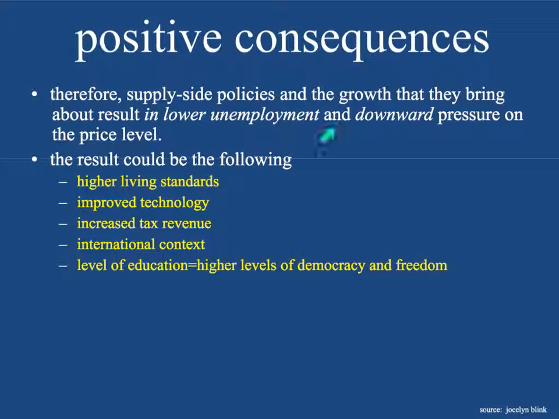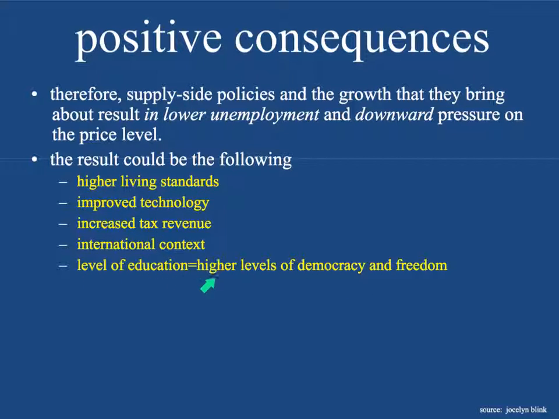So, supply-side policies and the growth that they bring about result, if you see this, in lower unemployment and downward pressure on price levels. These two things could result in bringing about the following: higher living standards for the people in the country, improved technology, increased tax revenue for the government, improved standing internationally in terms of trade, and an overall level of education, which always equals higher levels of democracy and freedom.